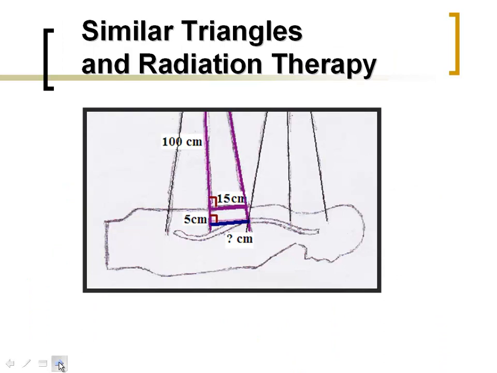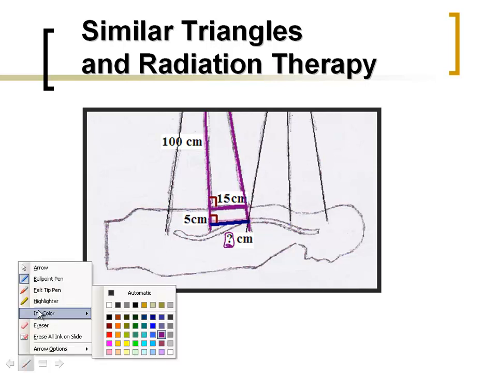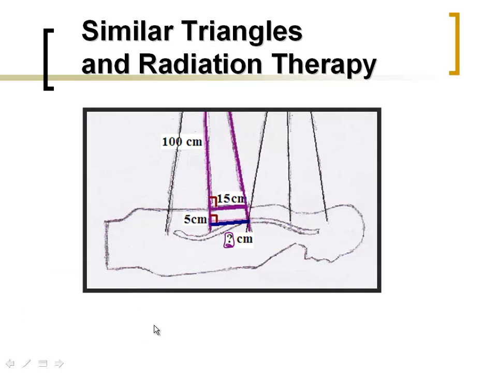Our next one, it says similar triangles and radiation therapy. Here's our question mark, so this is the one that we want to find, and I better change my ink color since I've got the same color that's on the screen here. So I'm not given much direction here, but I know that I can set up a proportion. Okay? So I'm going to set up a proportion here, and I've got two triangles.